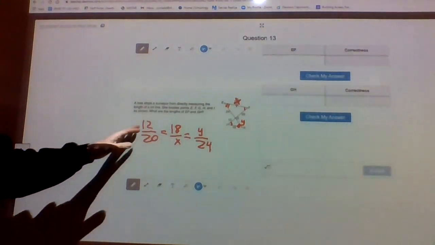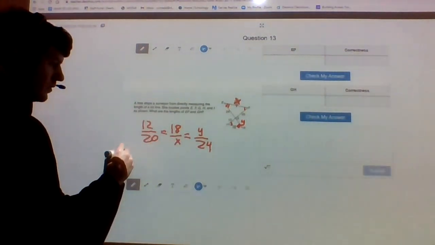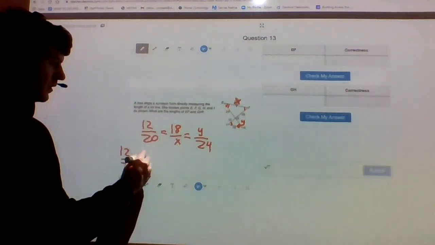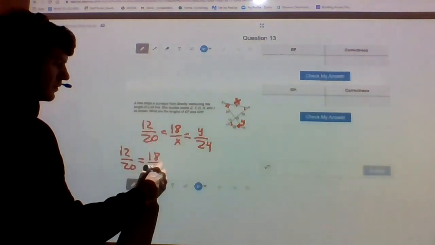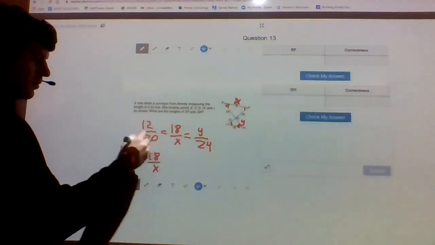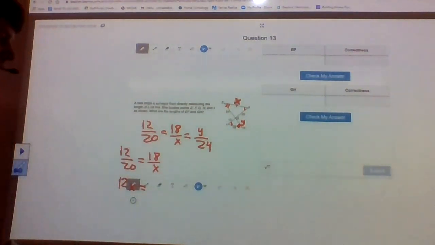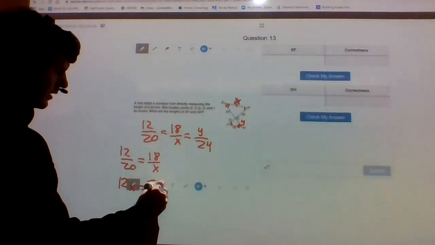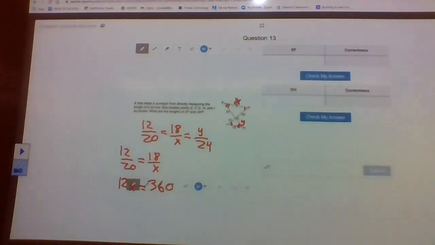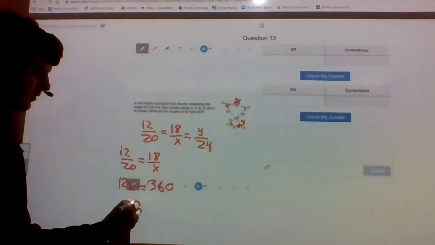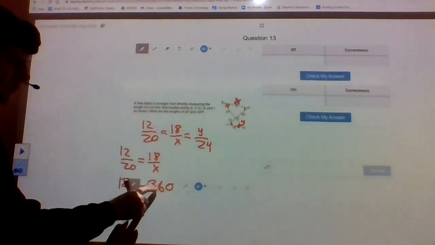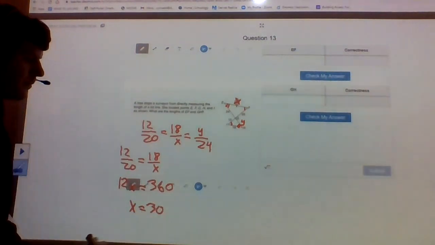Pick two of the ratios, so I'm going to pick the first two here, 12 over 20 and 18 over x. Cross multiply, so that's 12x equals 20 times 18, which should be 360. Divide both sides by 12. 12 goes into 36 three times, so that's going to be 30.